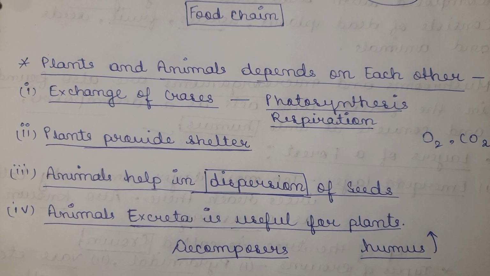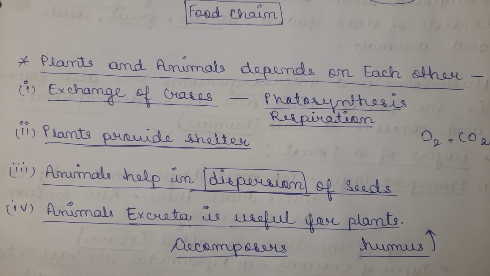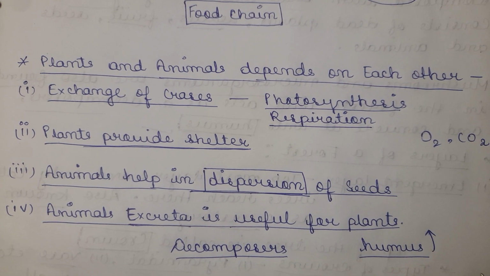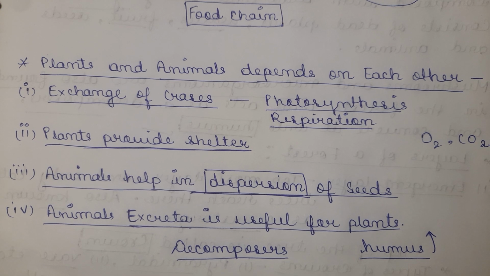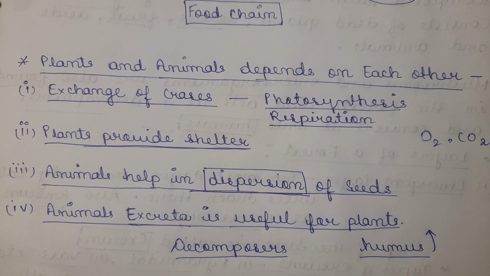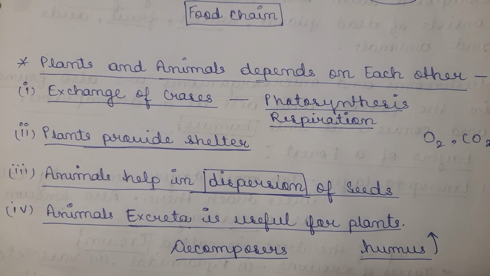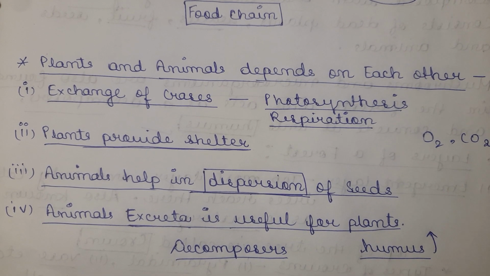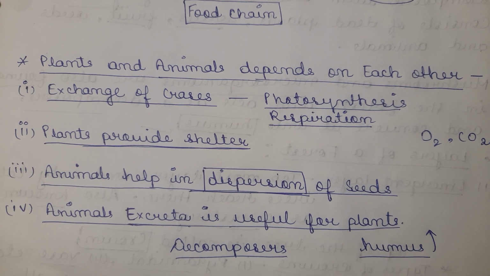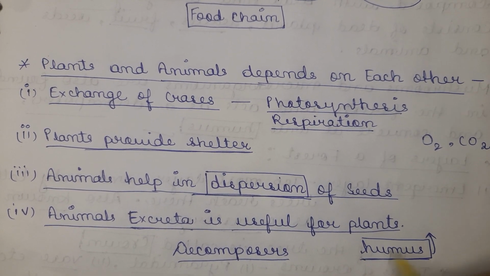Now we can also say that nutrients released by the decomposers are taken up by the roots of the plants, and in this way the decomposers help in recycling the nutrients. So they are important because they recycle the organic matter and return the nutrients from the dead bodies of plants and animals to the soil, and this is utilized by the plants in the form of humus.